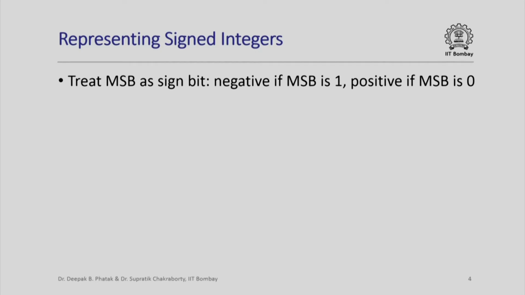So now for signed integers we have already seen that we could treat the most significant bit as the sign bit, and if the most significant bit is 1, then we could treat the integer as a negative integer, and if the MSB is 0 we could treat it as a positive integer. This representation is also called the sign magnitude representation for obvious reasons.